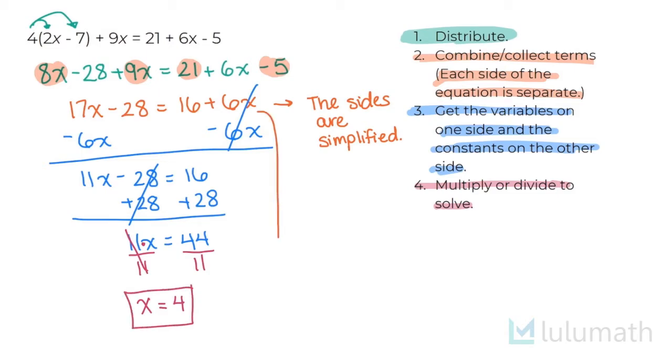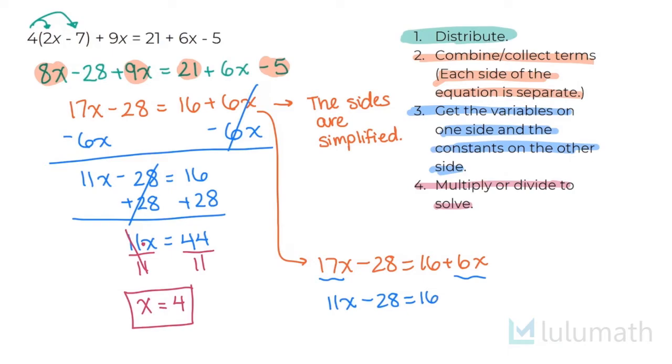Really quickly, at this step right here, the 17x minus 28 equals 16 plus 6x, I'm showing you the operation I'm doing at this point, so I'm showing you that I'm subtracting 6x. But if you don't want to show that step, you don't have to. In my head, I know that 17x minus 6x, and I have to subtract 6x to get rid of it, gives me 11x. So I'm just going to write down 11x, and then I copy down the minus 28 equals 16.